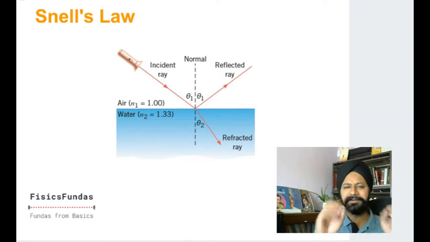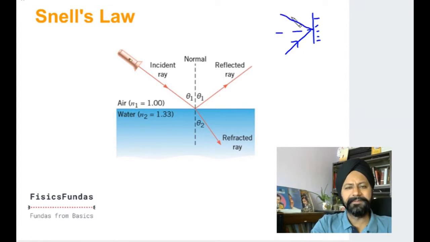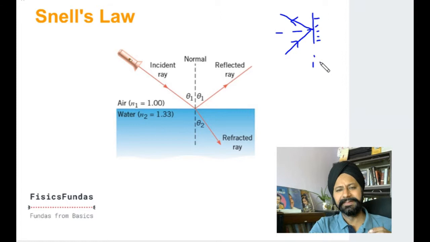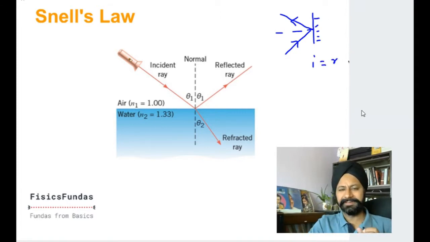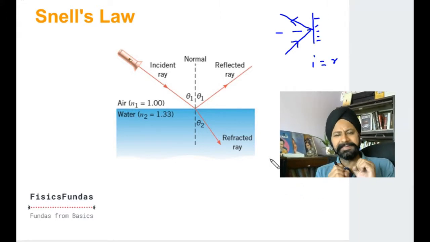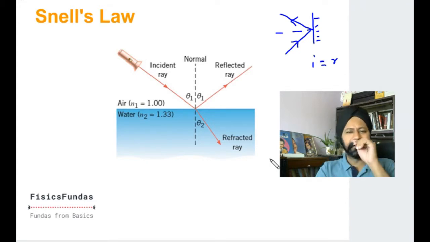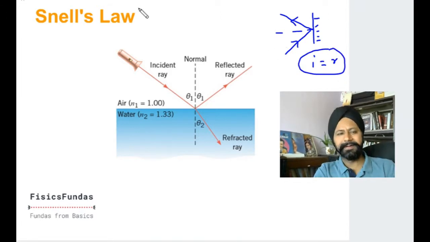When you're talking about reflection, what did you study? There is a ray of light that is incident here, and then you draw the normal there, and then the light reflects back. And we said angle of incidence is equal to angle of reflection. That works in the case of reflections. Now, when you're talking about refractions, basically angle of incidence is not equal to angle of refraction. So the law analogous to this law is Snell's law.